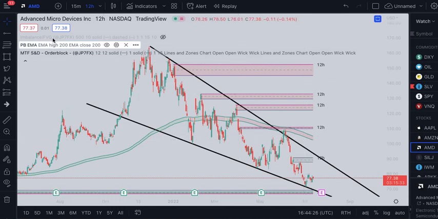So I was using this imbalance slash FVG indicator. It's not my bread and butter, but I mean, you can't deny that a lot of people make money off of this thing. I don't know what they're doing.